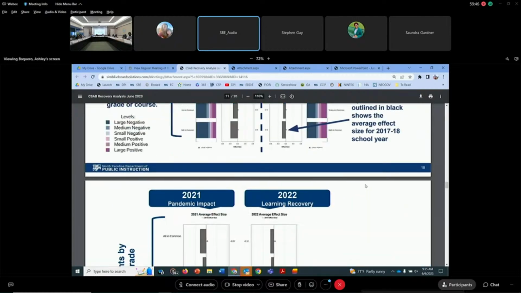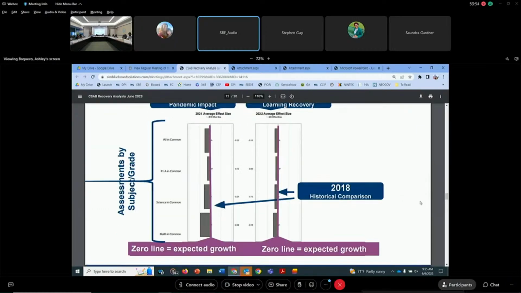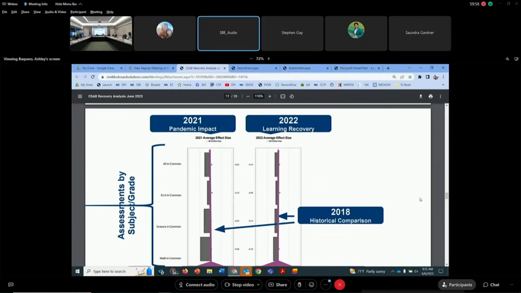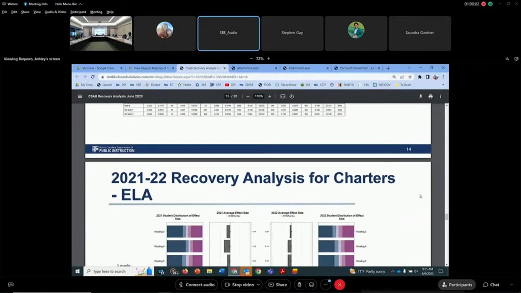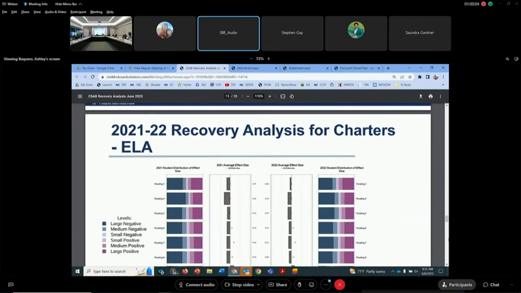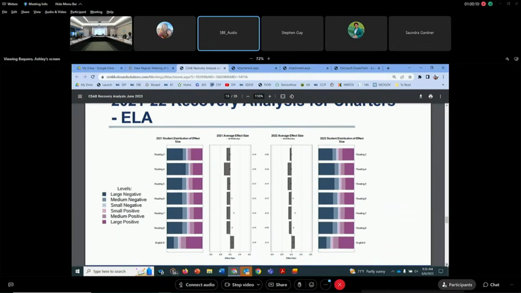So, let's go down a few more slides because I kind of just covered all this. This slide that says 2021-22 recovery analysis for charters, ELA. I think it's after this. Next. Right here. Okay, so like we've mentioned several times, we have the ability to break this data down in many ways.